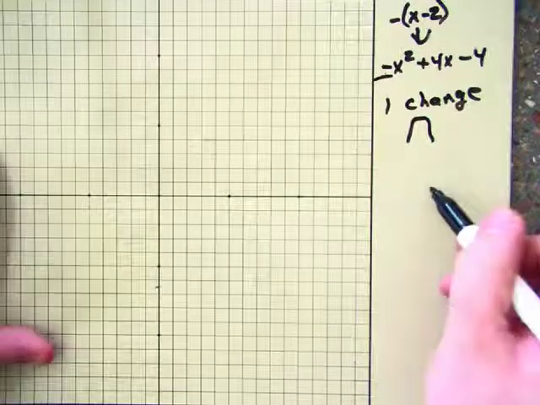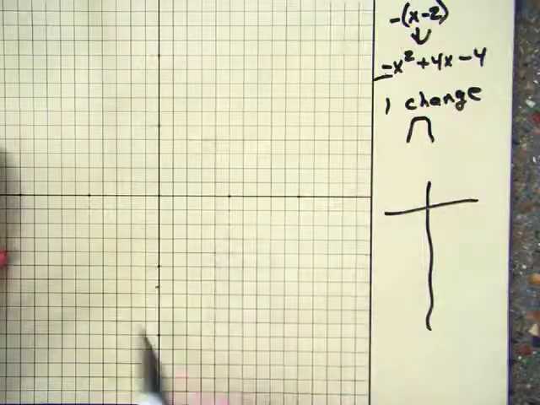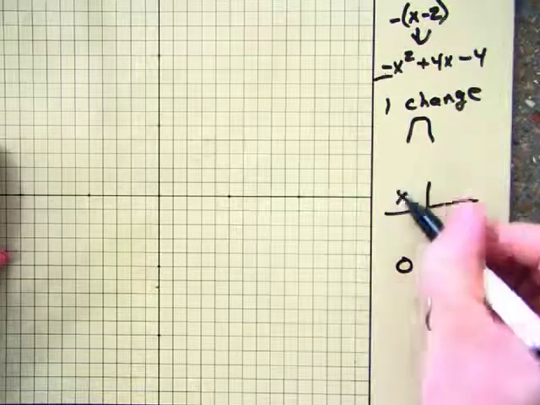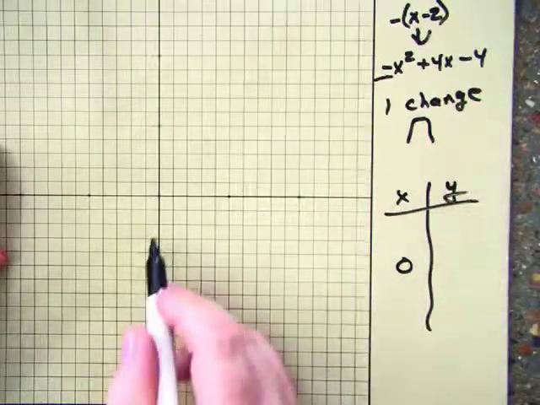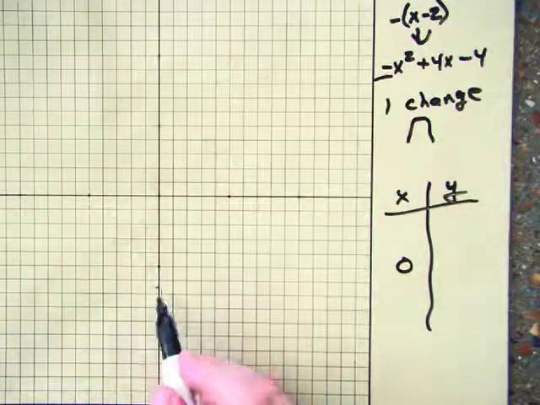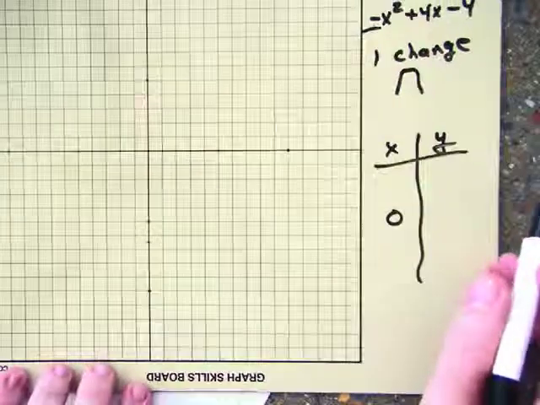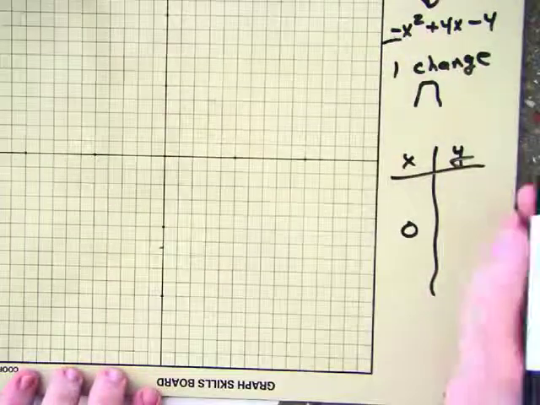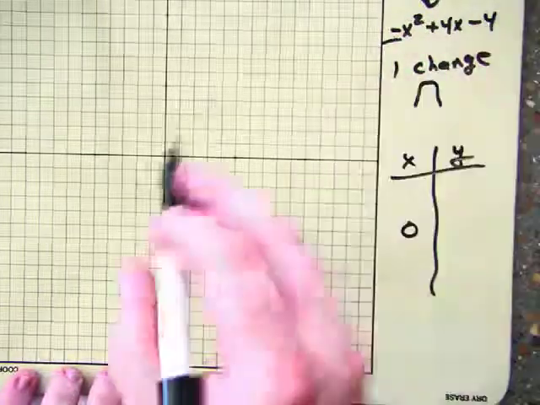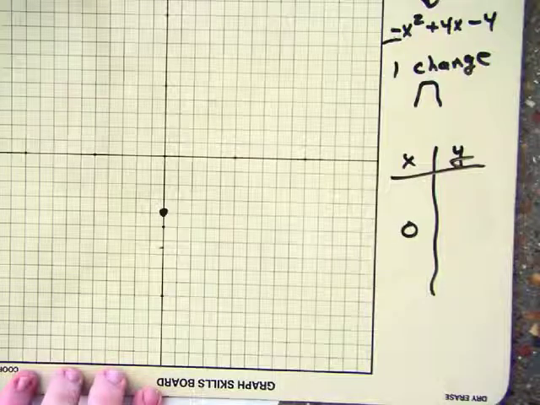Okay, so let's make our t-chart, and let's find out where it crosses the y. We want to say when x is 0, what is y? Because that's where it's going to cross right here somewhere. We think down here because it's going to open down, but let's just see. Maybe it's way up high. If we plug that in, 0, 0, and then minus 4, so we see it crosses at -4.